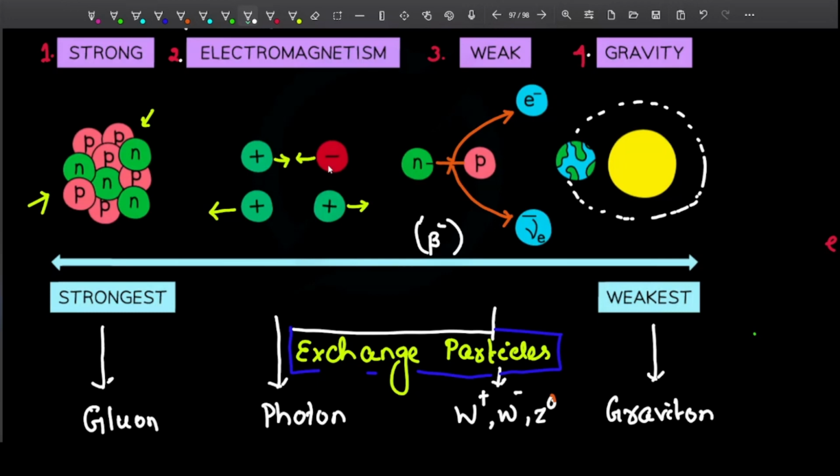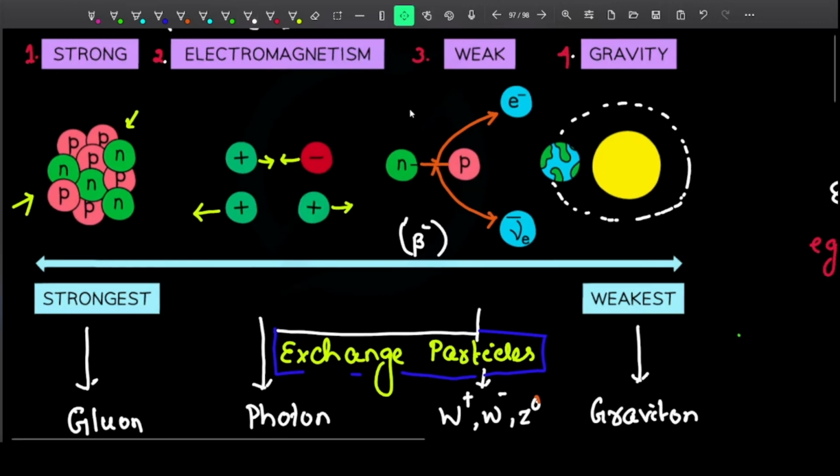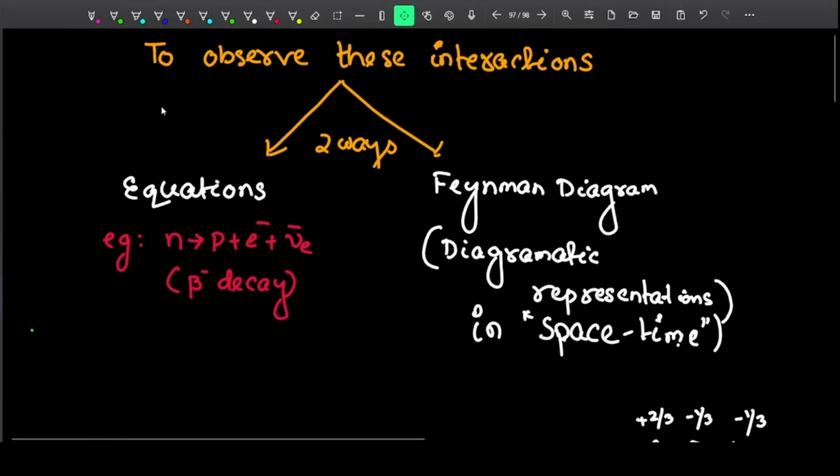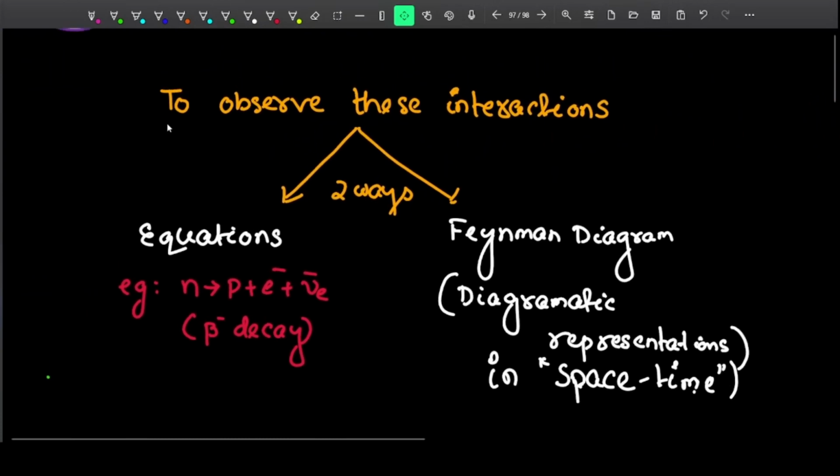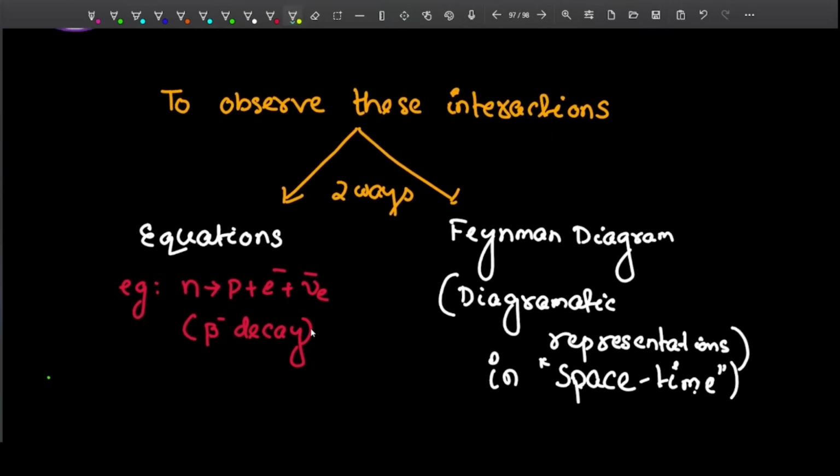Now the main task, which we generally face during the IB board examinations, is that we have to analyze all these interactions. So how can we do that? We have two ways to analyze all these interactions. One is just by writing the equations. For example, for beta minus decay, the conversion is neutron to proton, electron and antineutrino.